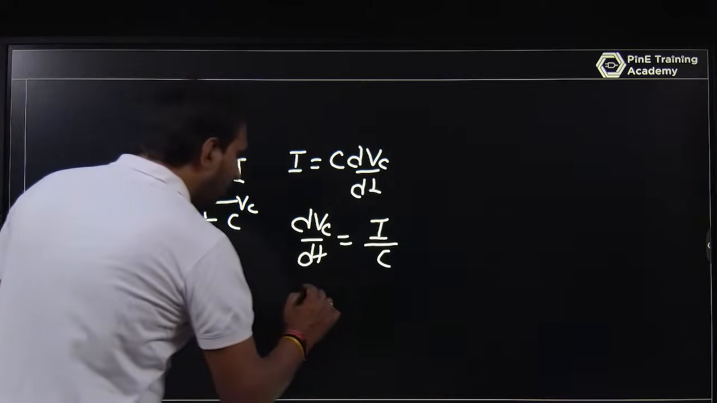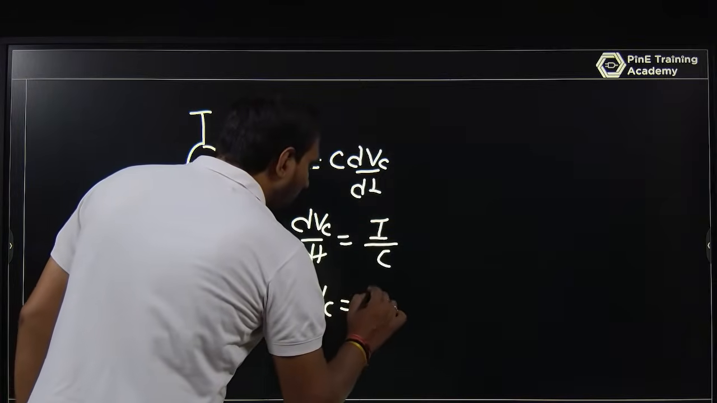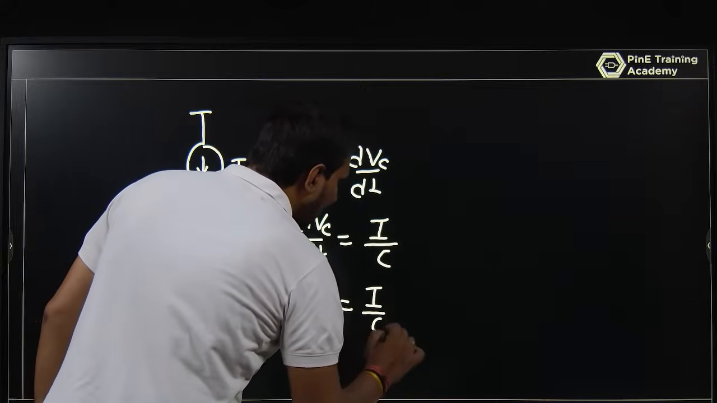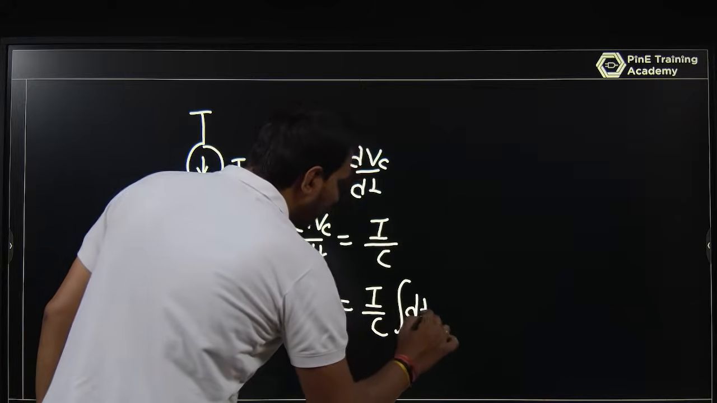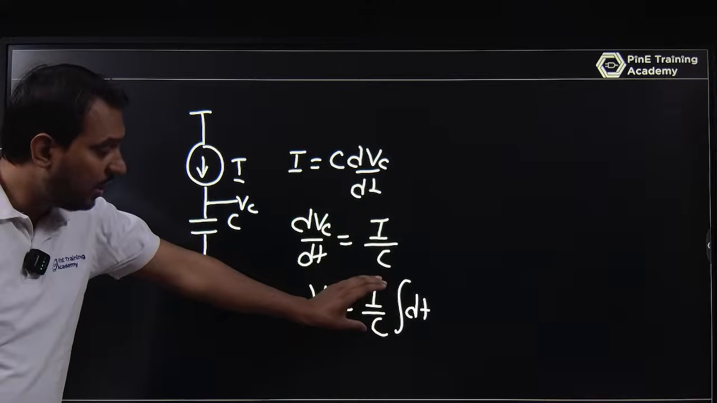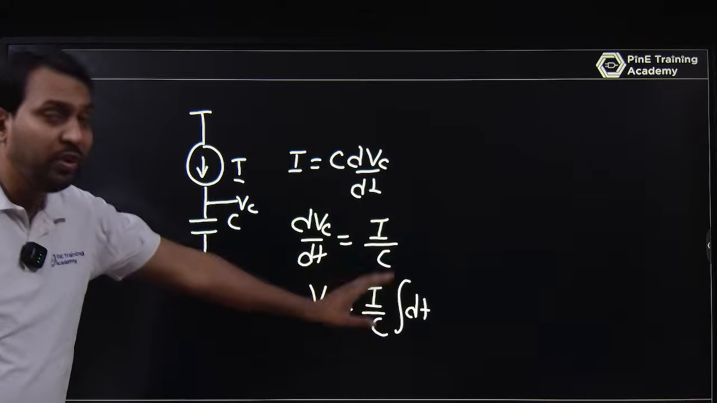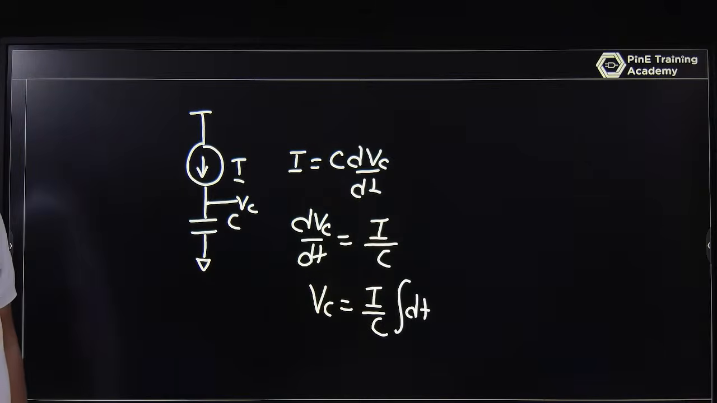And what is that value? VC is equal to I by C integration of dt. It is a constant slope, and it behaves like a ramp function. Okay.